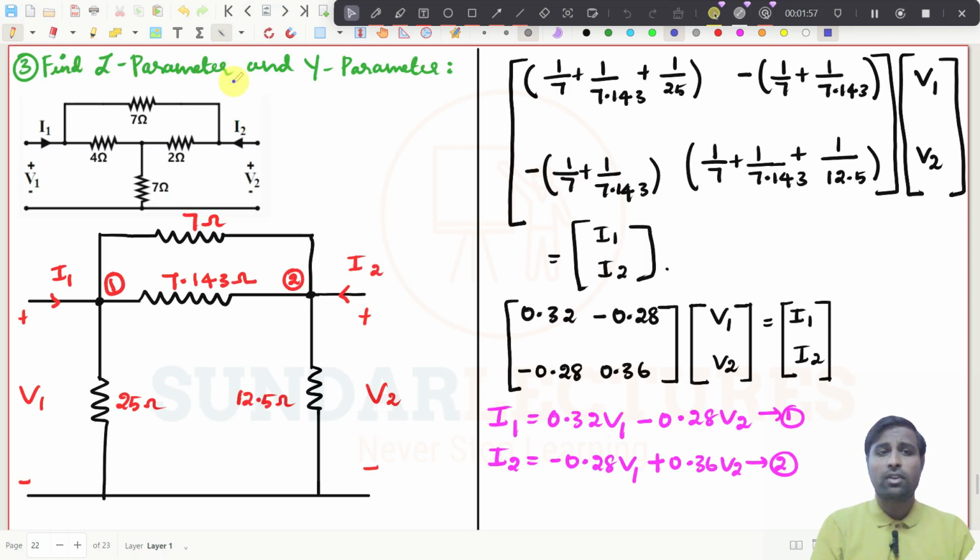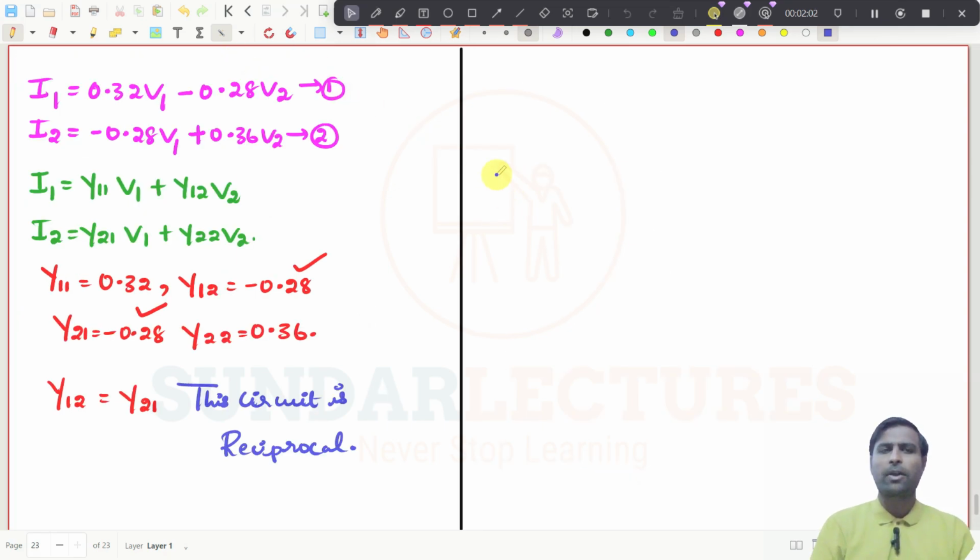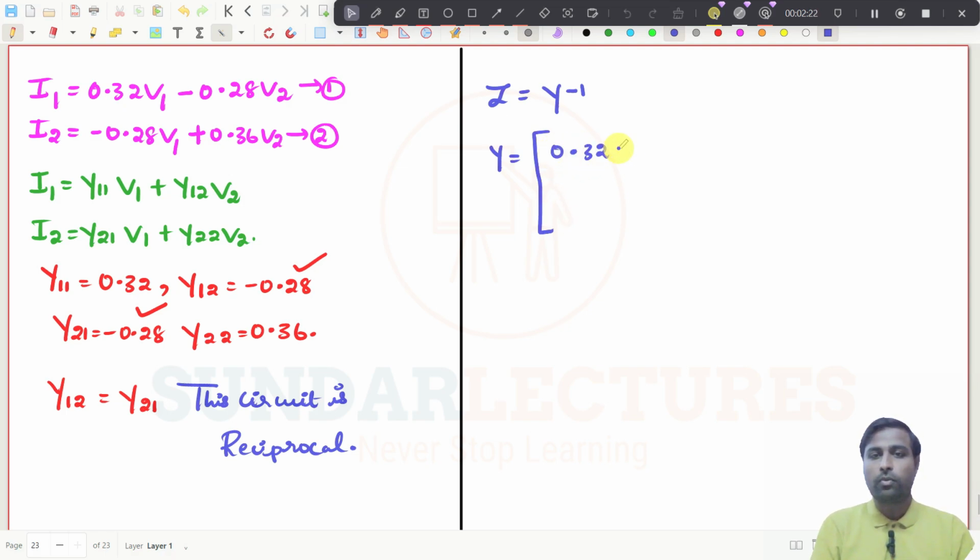And they are also asking you to find the z parameter, right? How will you find the z parameter? Very simple, right? The z parameter is the inverse of the y parameter. We have seen this one, right? So what is the y parameter? We have got the y parameter as 0.32, minus 0.28, minus 0.28, and 0.36. Now if you take the inverse of this, then that will result in the z parameter.